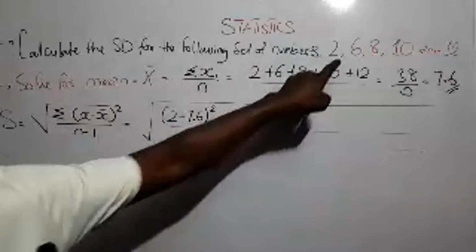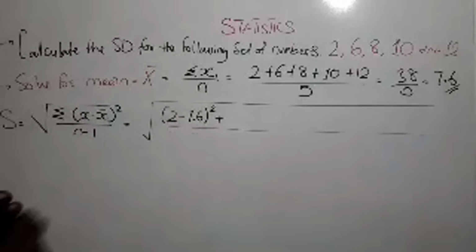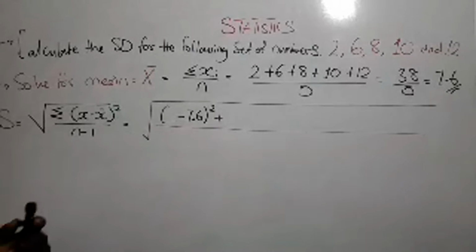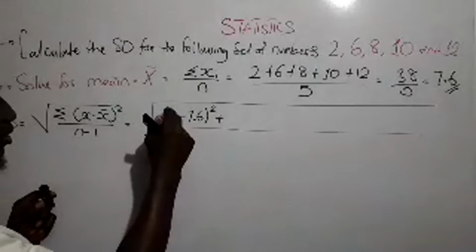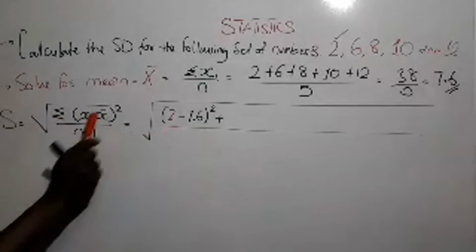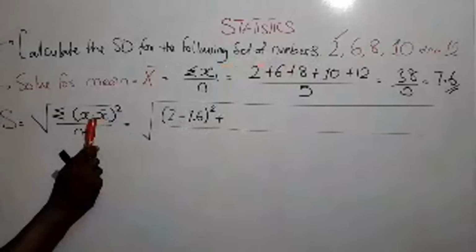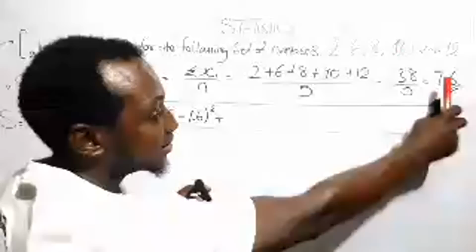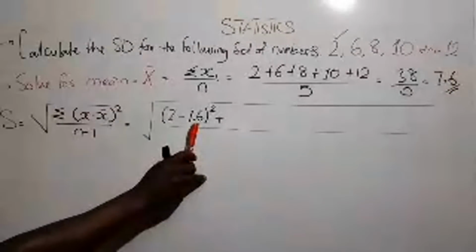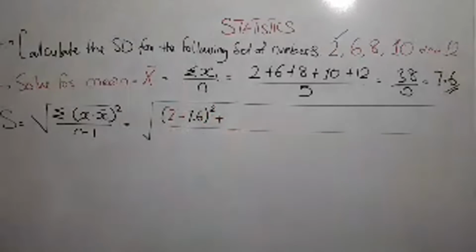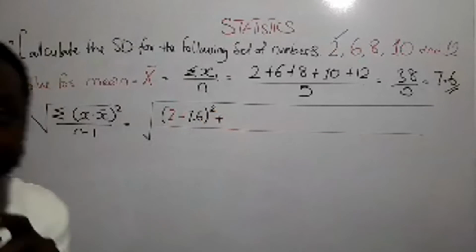This is this 2. I think I should change this to the red mark. So this 2 here is gotten from here. This is the x. 2 minus, this is the minus, x bar. X bar is 7.6, which is this. Then this raised to the power of 2 comes here. And that is how we arrive there.